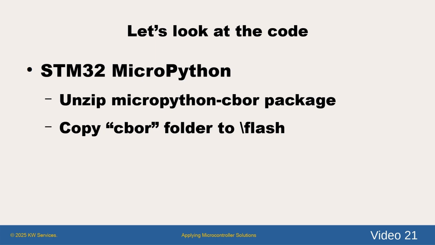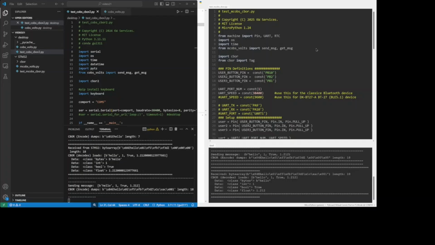On the microcontroller, I downloaded from GitHub the MicroPython CBOR files, and I copied the entire unzipped CBOR folder to the flash folder. Both the desktop and MicroPython test program files can be downloaded from my GitHub site. We can see these programs are very similar to the programs I used in video 15. In those examples, the program starts up waiting to receive bytes serially. It captures bytes until it has a complete frame and then decodes it.